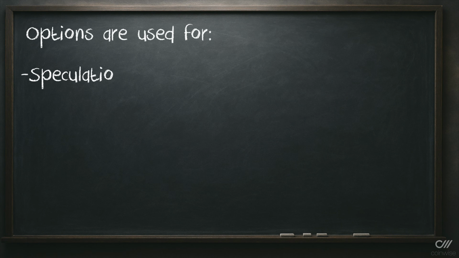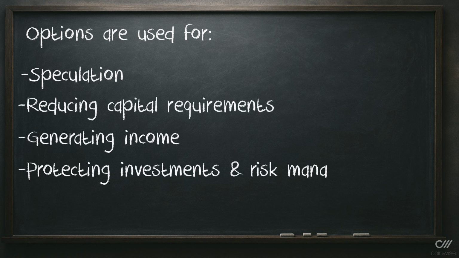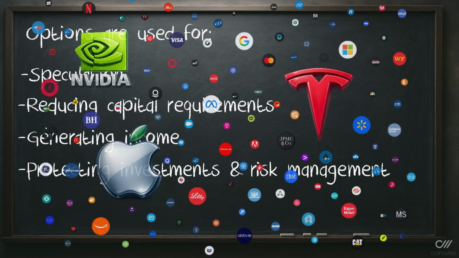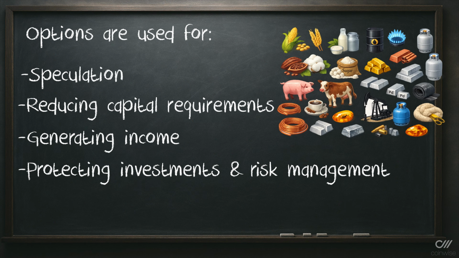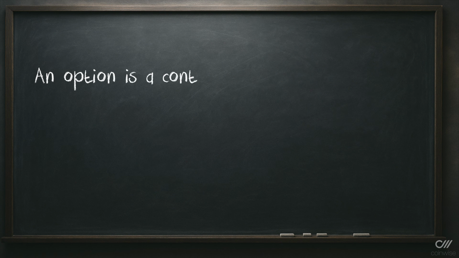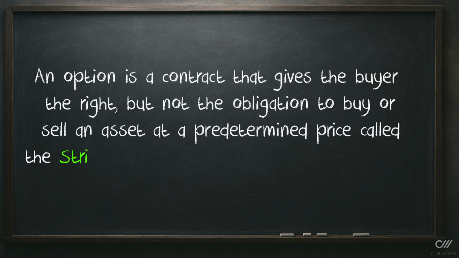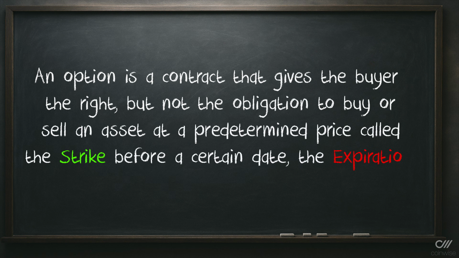Options are flexible trading tools used by investors for speculation on price movements, reducing capital requirements, generating income, and managing portfolio risk across stocks, indexes, commodities, futures, and even crypto markets like Bitcoin. An option is a contract that gives the buyer the right, but not the obligation, to buy or sell an asset at a predetermined price called the strike before a certain date, the expiration.